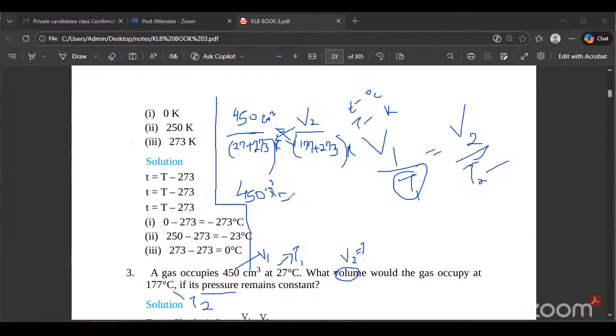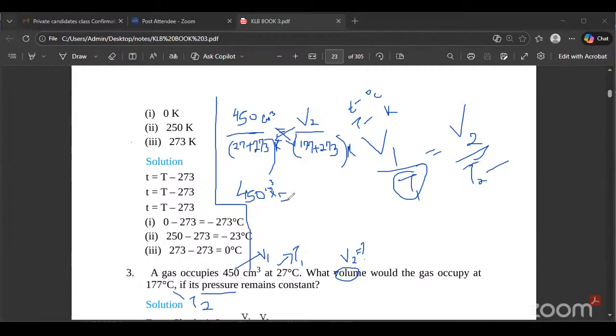So some teachers can be tricky and they'll say a gas occupies 450 at 27 degrees Celsius and a pressure of 760. What will be the volume of the gas occupy at 177 degrees Celsius and 760? So the pressure has been kept constant by the values. So haijamentioniwa that it has been kept constant, lakini imefanya nini?